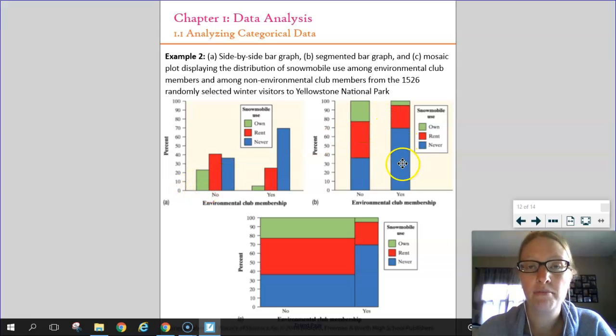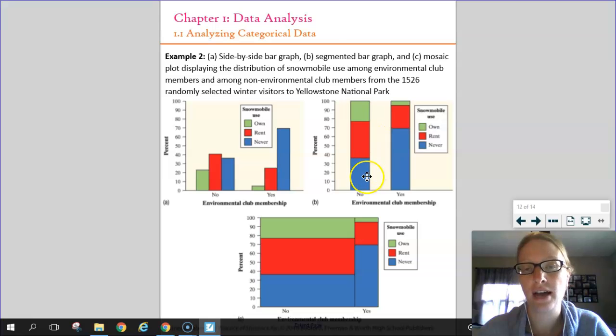Similarly, on graph B, which is a segmented bar graph, I can see each part, each category, no, they're not members versus yes, they are members, is divided up out of 0 to 100%. Each part of the bar has been segmented to be proportional to how many people own a snowmobile, rent a snowmobile, or have never ridden a snowmobile. Again, I can see that those who have never ridden a snowmobile is much higher if they are environmental club members versus not.